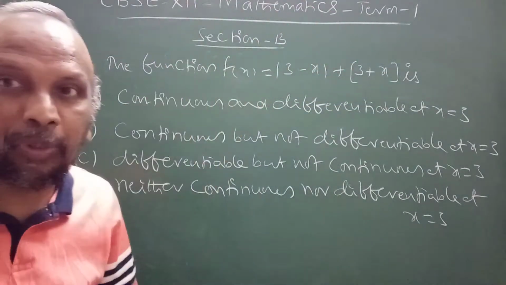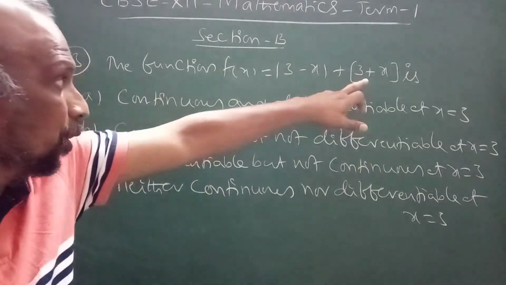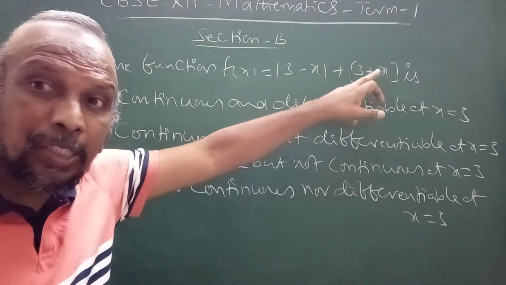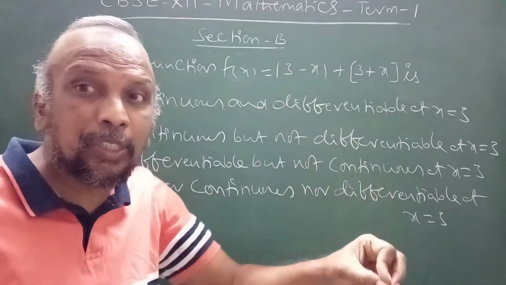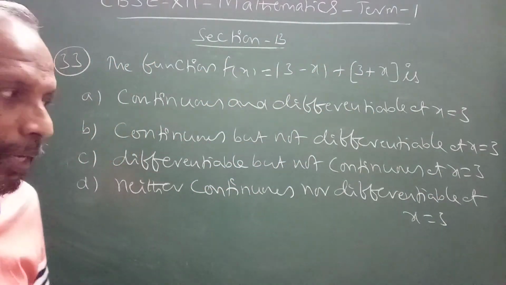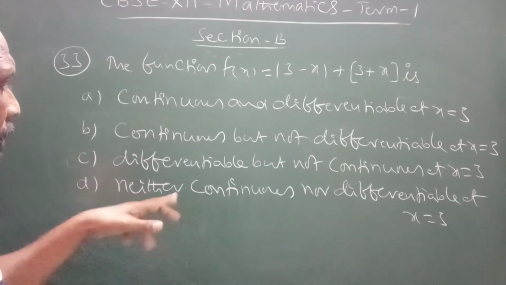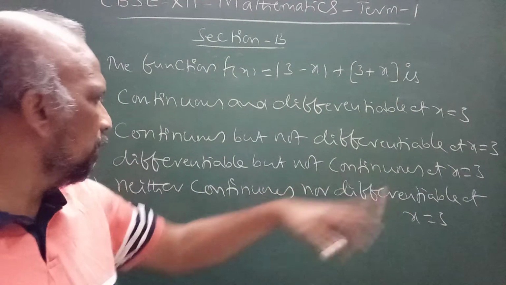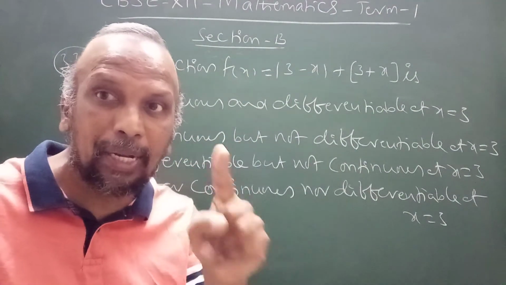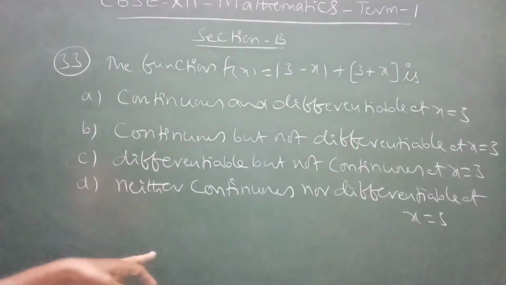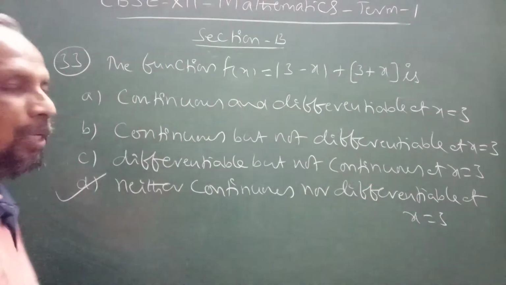Since it is discontinuous, it is not differentiable. So definitely the combination of these two functions is discontinuous at 3. Discontinuous means you can think about option C or D, not continuous. But we know that mod of (3 minus x) is not differentiable at x equal to 3. So that is the reason: neither continuous nor differentiable at x equal to 3 is our answer.